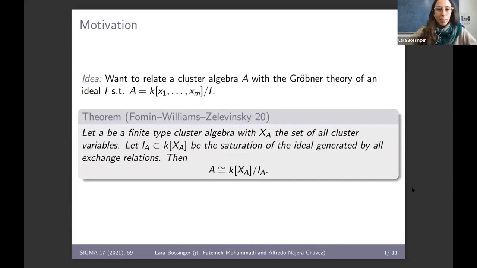However, we have the following theorem that you can find in the preprint of a book, Introduction to Cluster Algebras, that's on the arXiv by Fomin, Williams, and Zelevinsky. So if we have a cluster algebra of finite type, A, and say X_A is the set of all its cluster variables, mutable and frozen, then there's an ideal inside the polynomial ring of all these variables that represents the cluster algebra. And this theorem also tells us how to compute this ideal. The only thing we have to do is collect all the exchange relations and then saturate that ideal.